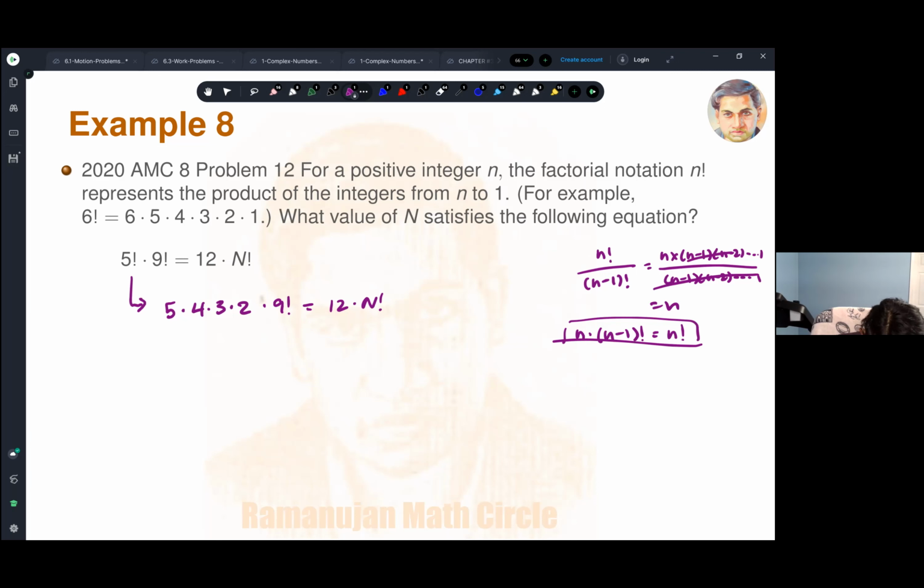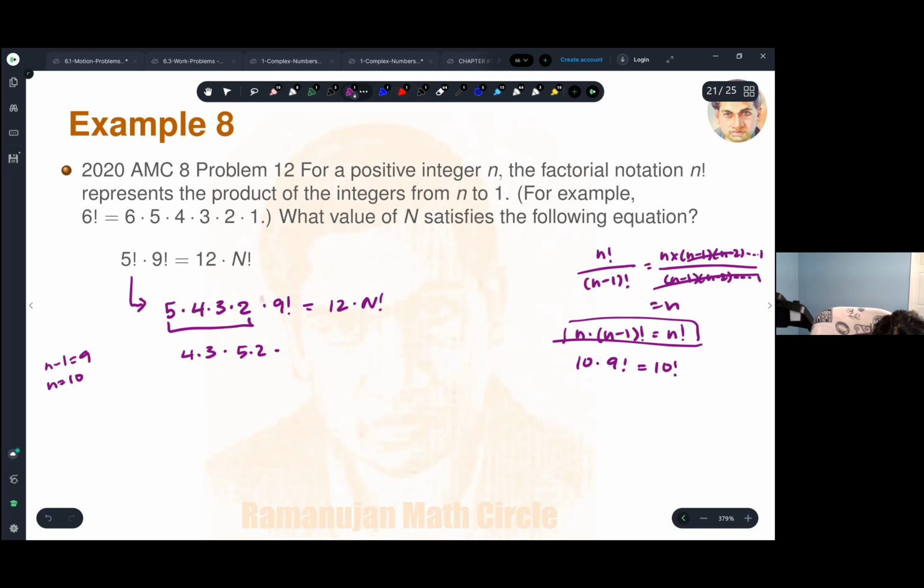And here we're going to use this idea. So if n minus 1 is equal to 9, then n is equal to 10. So if we have 10 times 9 factorial, that is equal to 10 factorial, that would be cool. And evidently we can get this because 5 times 2 is equal to 10. So 4 times 3 times 5 times 2 times 9 factorial, we're just rearranging it, is equal to 12 times n factorial. So now this is just 10 times 9 factorial and then times 12, right? 4 times 3 is equal to 12, times n factorial.